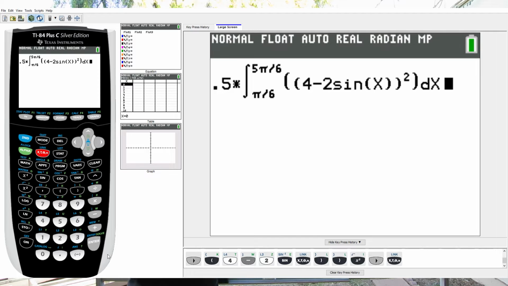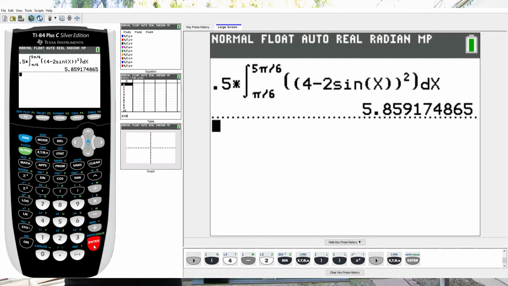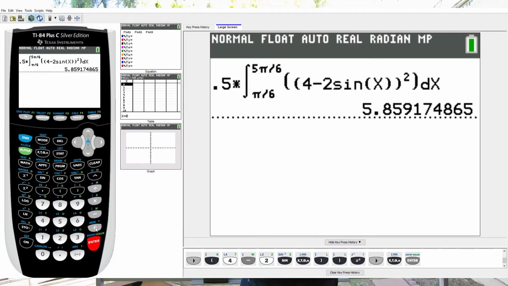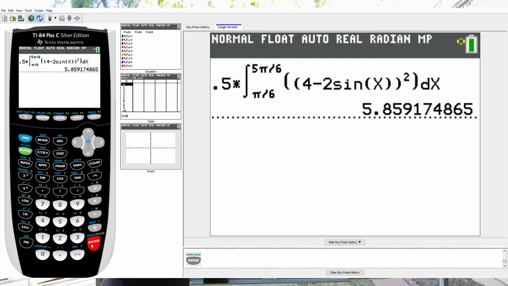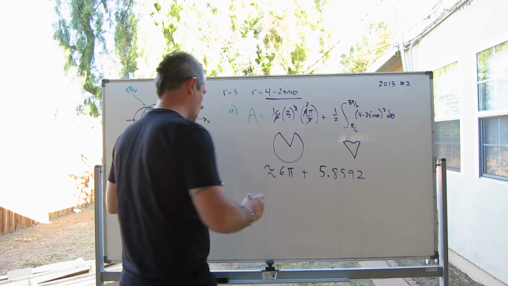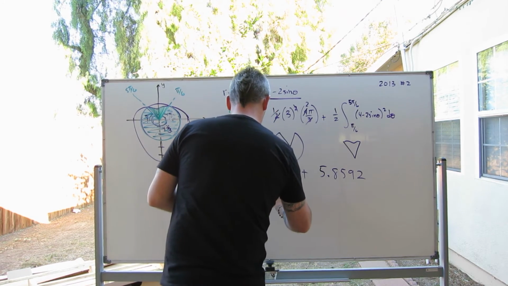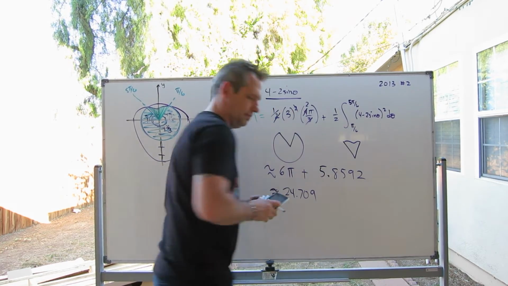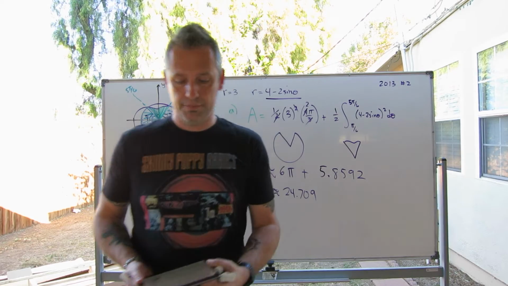And I hit enter. I get 5.89, gosh, 5.8592 approximately. So plus 6 pi, and I'm getting approximately 24.709. And that is my final answer.